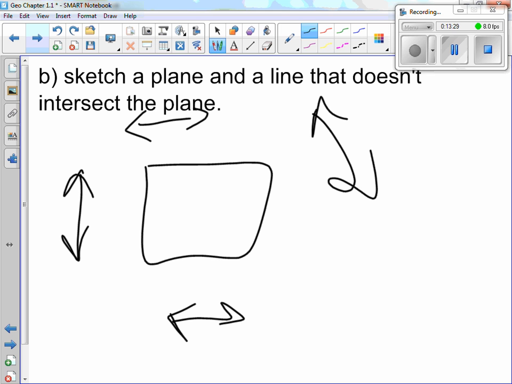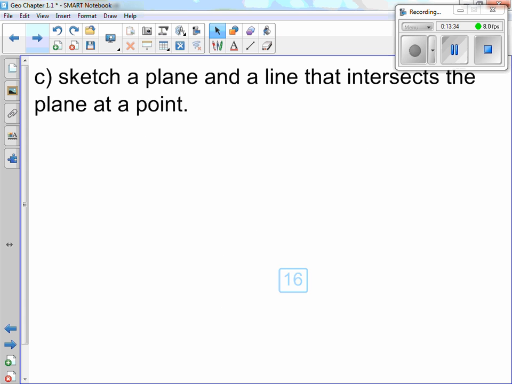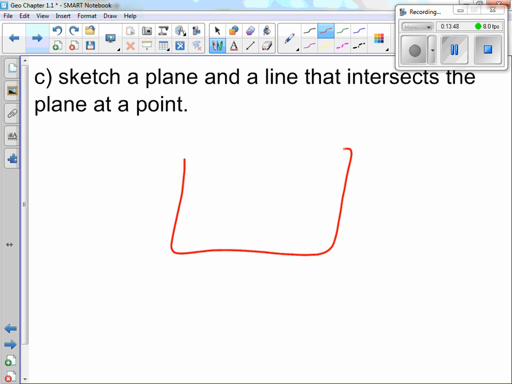Well, hey, that's the next one, isn't it? Sketch a plane and a line that intersects the plane at a point. At a point. I feel most of you have already got one part of this. We need a plane. And we need to draw a line that intersects at a point. You have the right idea.